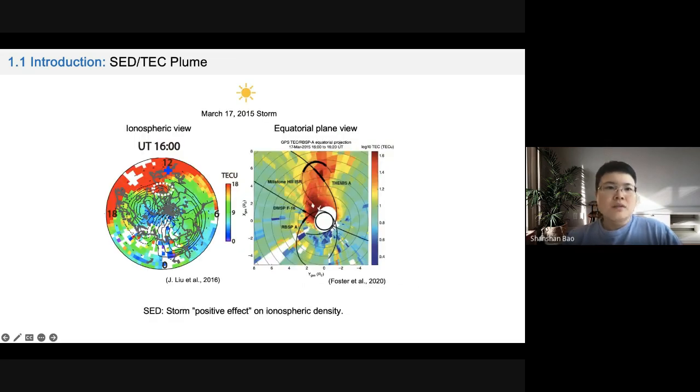Next, it is the SED or TEC plume. During a storm event, we often see the ionospheric total electron content increase as a storm positive effect. And in the noon to dusk sector, an enhanced density plume structure extends from the mid-latitude region toward the polar cap, and this is the so-called SED or TEC plume.